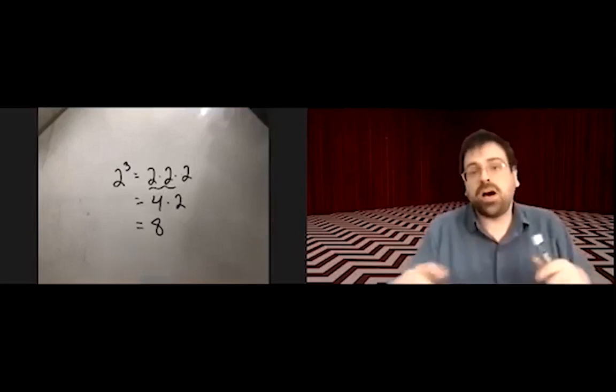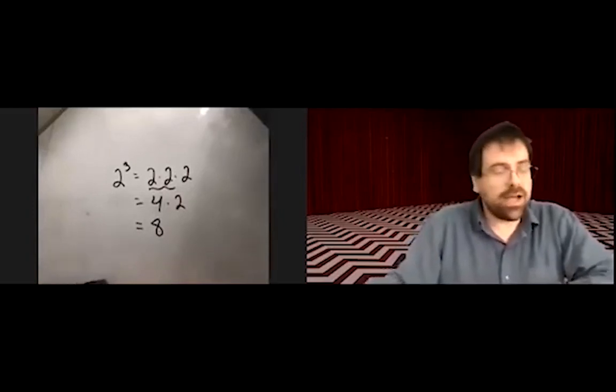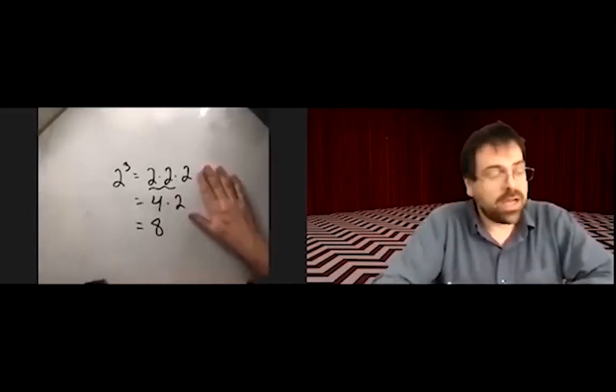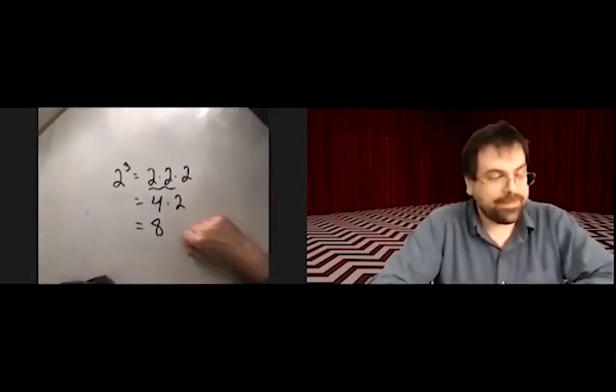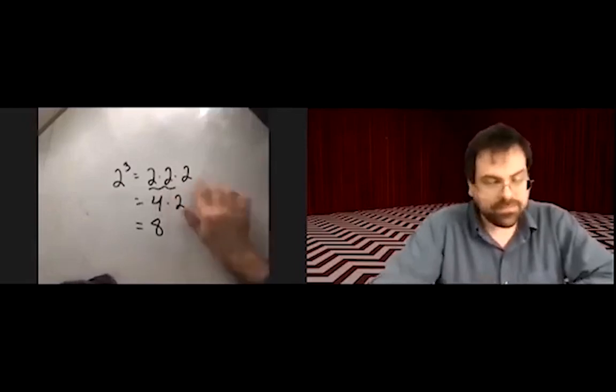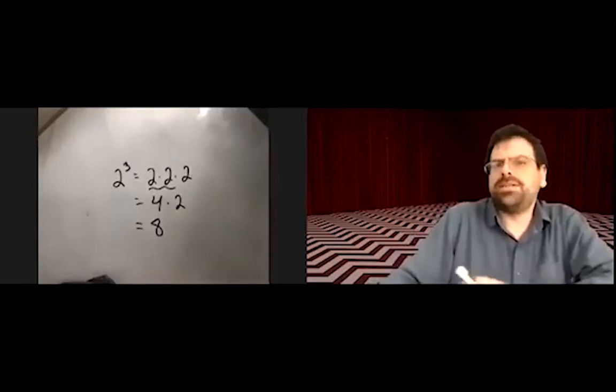That's going to be a very common cube that you'll run into. It's really easy to figure out, but it's also pretty easy to memorize. So 2 cubed is 8. But if you don't memorize it, this is how you figure it out. Another common one is 3 cubed is 27.